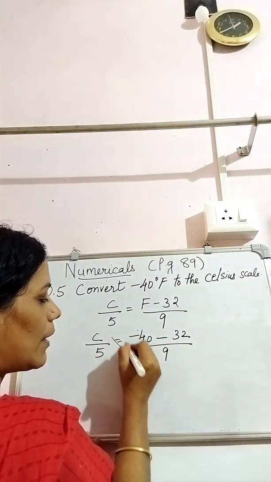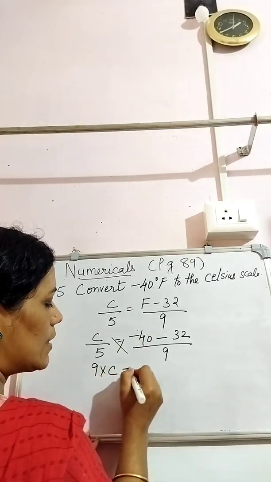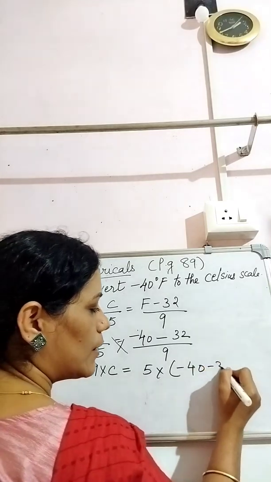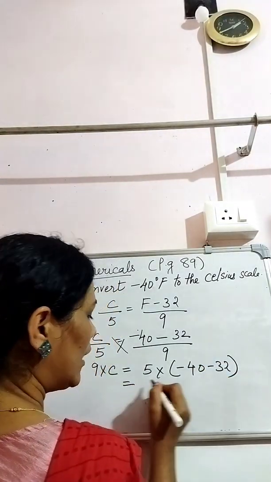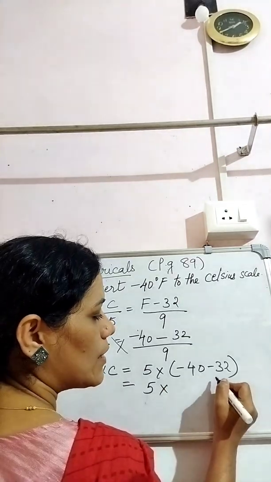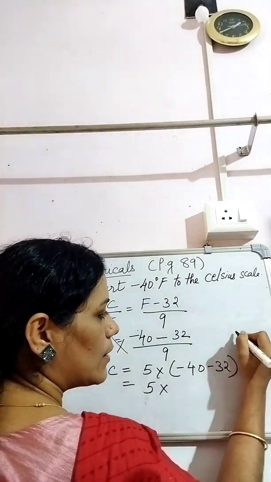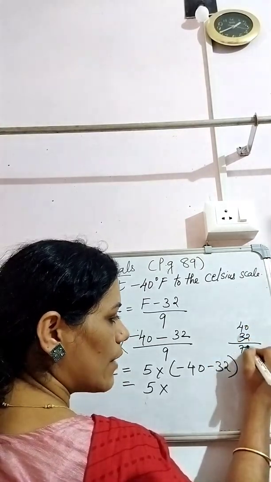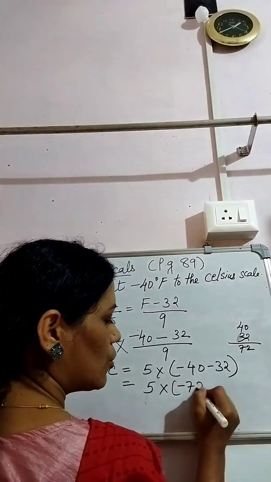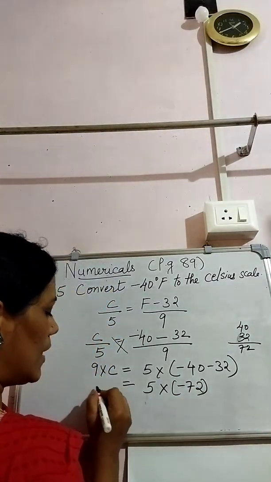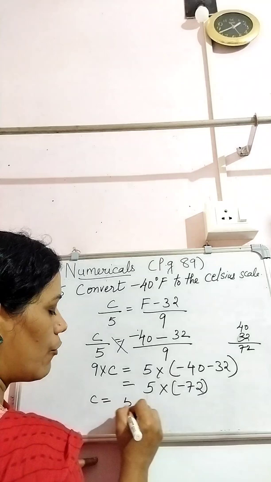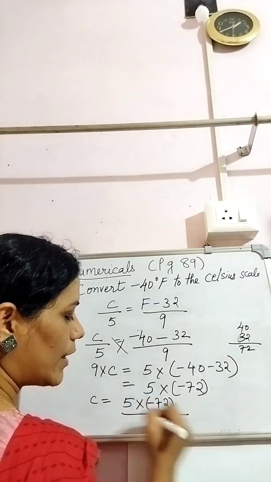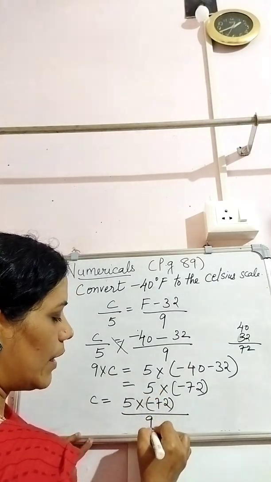Now we will cross multiply again. 9 into C is equal to 5 into minus 40 minus 32. You know minus 40 minus 32 is equal to, when you add this 40 plus 32, 72. That is minus 72. Now C is equal to 5 into minus 72 divided by, we'll write this in the bracket, divided by 9.